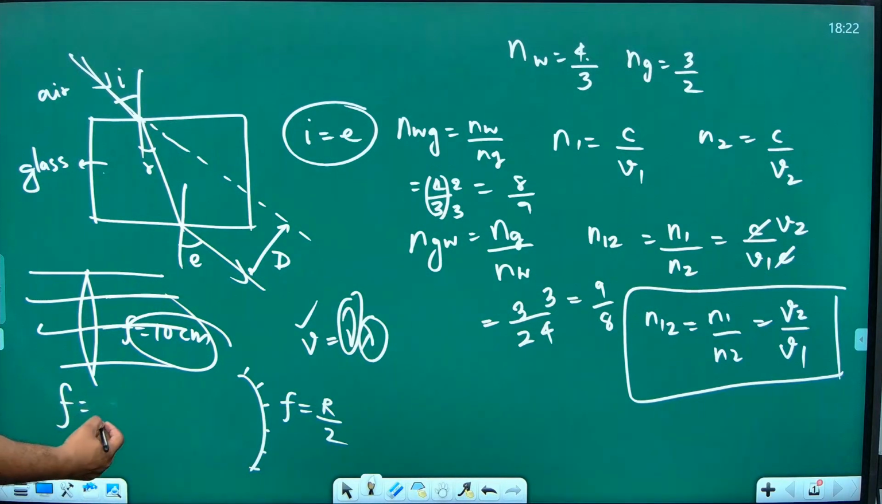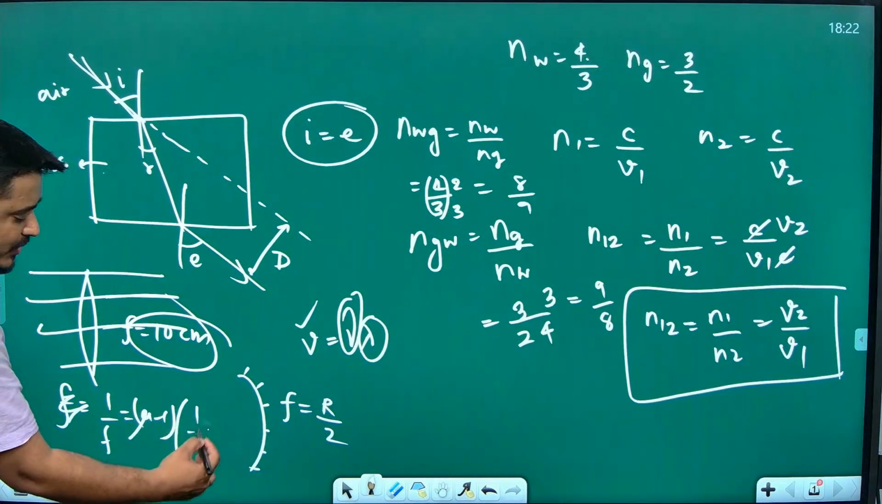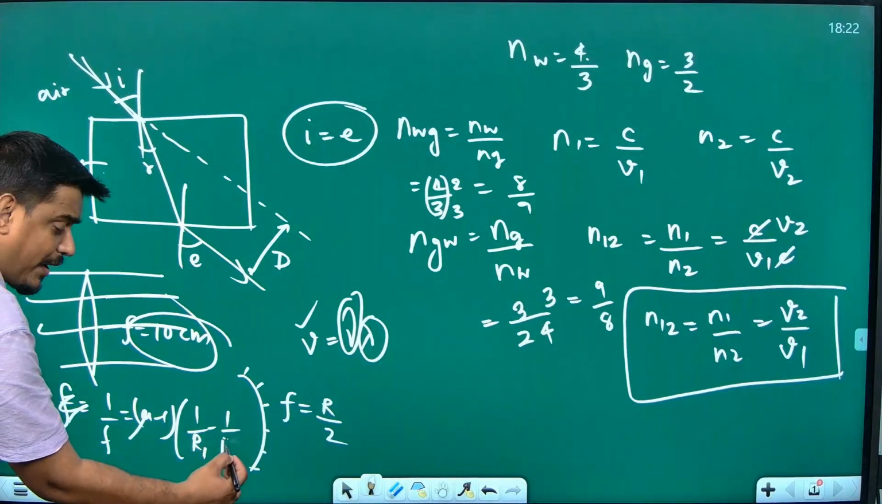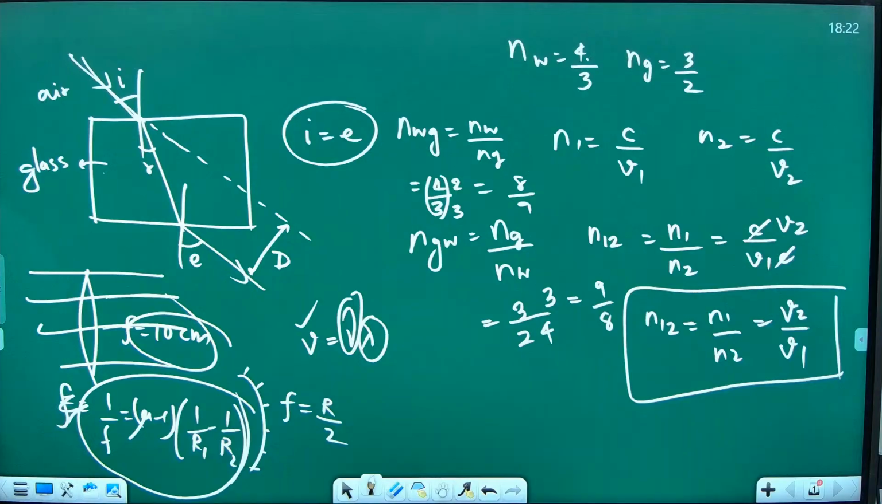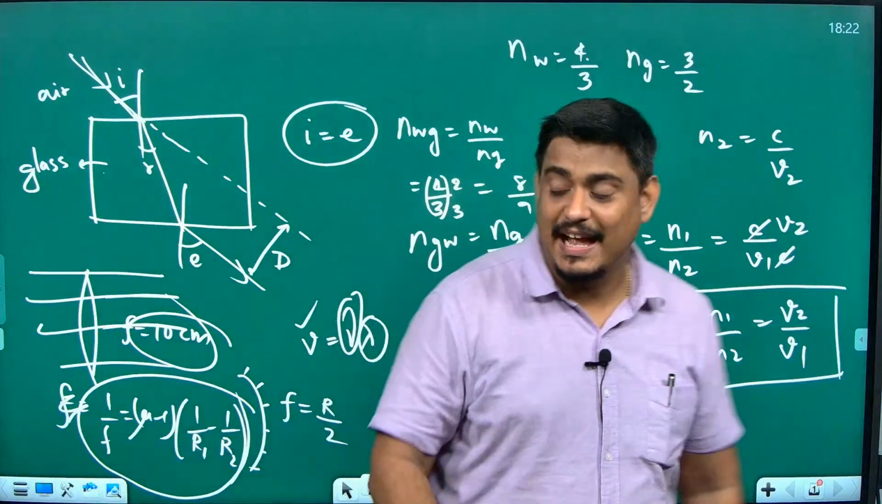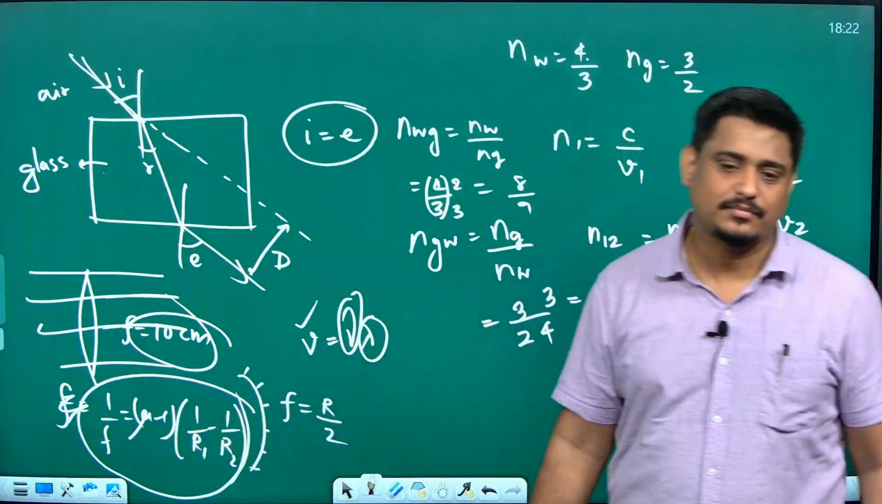1 by F is equal to mu minus 1 into 1 by R1 minus 1 by R2. Not required for you, don't write this, because it is in 12th standard only. But that's how focal length and radius are related.